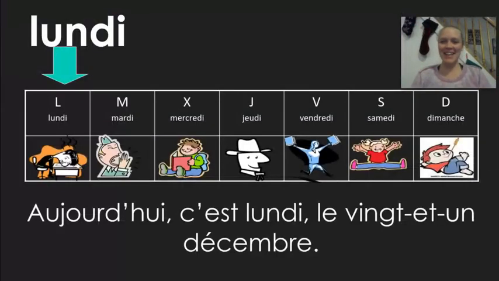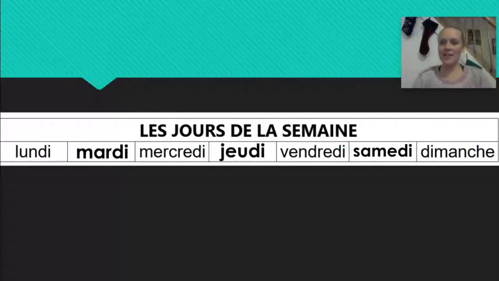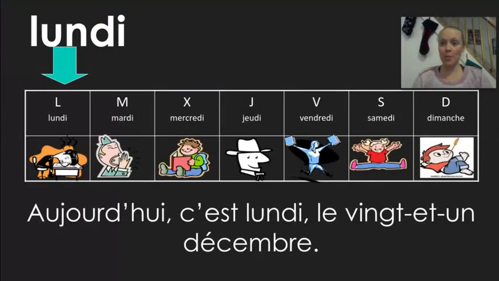Excellent. Okay, très bien. So you should already have these days of the week on your notes for today. Just double check to make sure that that's there. And then we're going to look at how to put it in a sentence about today's date. So if you wanted to say today, not it is the 21st of December, but it is Monday, the 21st of December, you would say aujourd'hui, c'est lundi, le 21 décembre. Just like in English, today, it is Monday, the 21st of December.